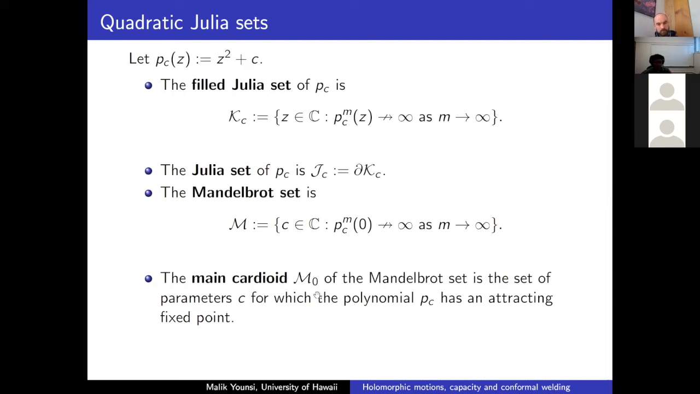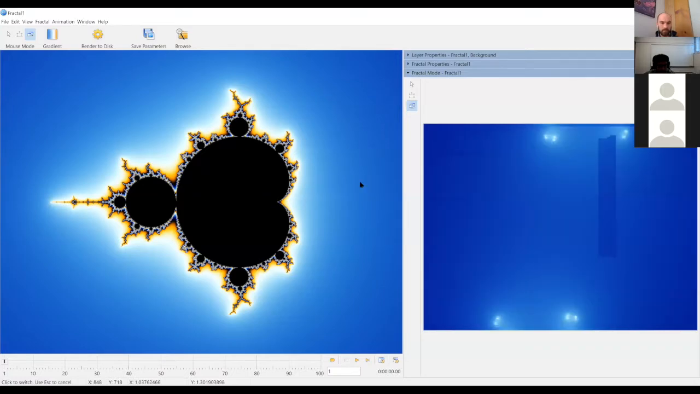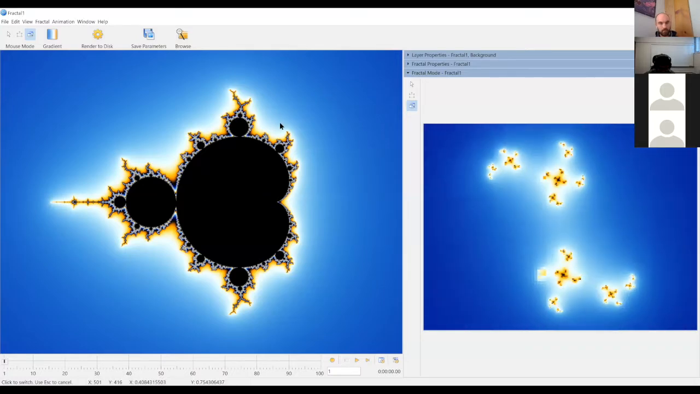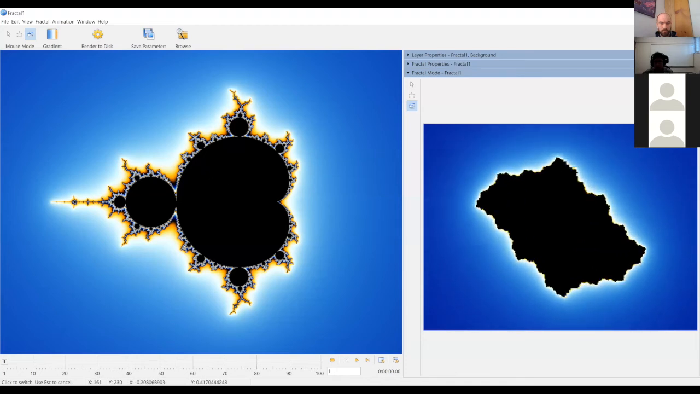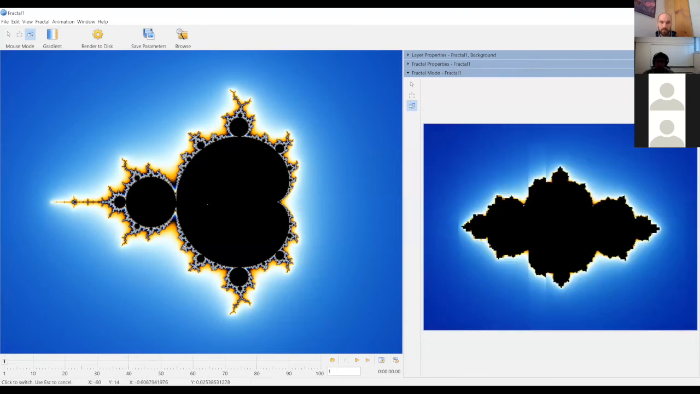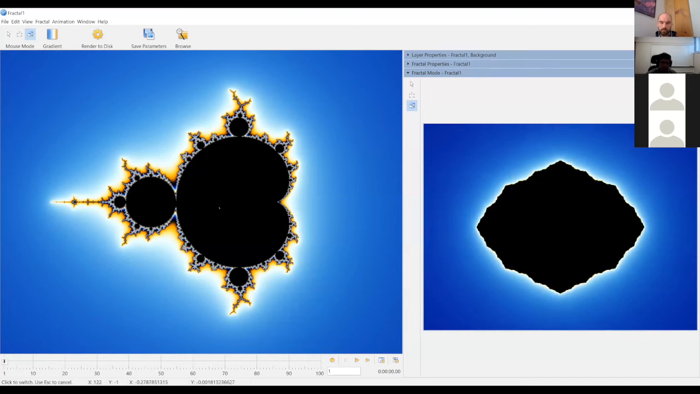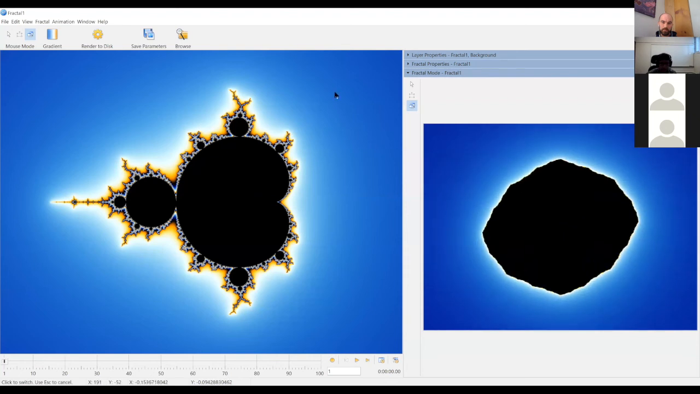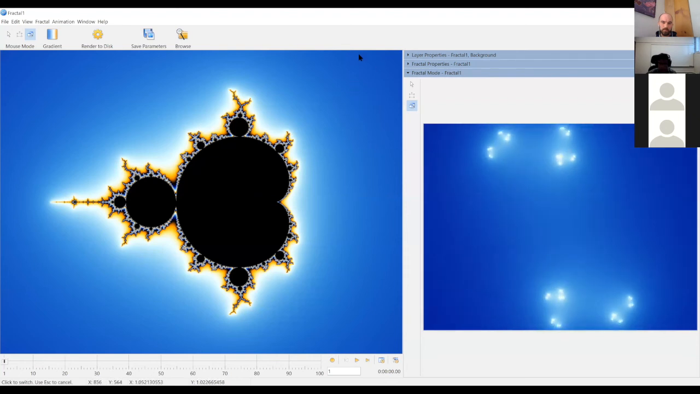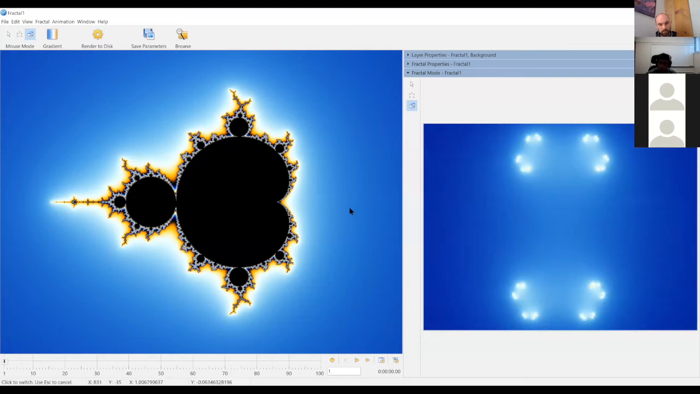So maybe we can go back to the other screen I shared earlier, this fractal software. So here is the Mandelbrot set. If you look at a point in the Mandelbrot set, it's a parameter, and it corresponds to a filled Julia set that you see on the right. If you look at a point inside of the Mandelbrot set, then the Julia set is connected. And if you look at a point outside of the Mandelbrot set, then the Julia set is totally disconnected. So there is this dichotomy of Julia sets for quadratic polynomials.